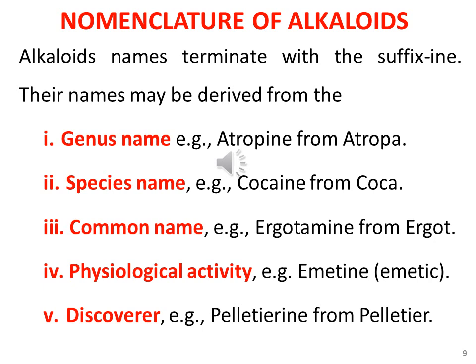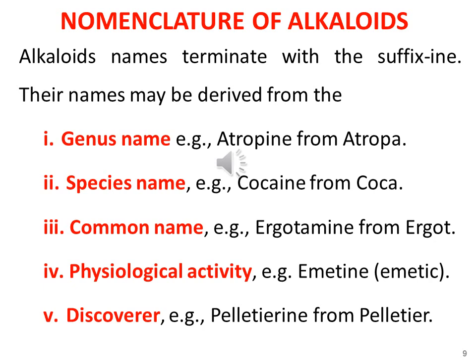Similarly, the names of some of the plants are named after the species name. For example, cocaine is isolated from coca plant. Some alkaloids have got the common name. For example, ergotamine is derived from ergot. Similarly, the names of some alkaloids are based upon their physiological activity. The example of this name is emetine, derived from emetic.